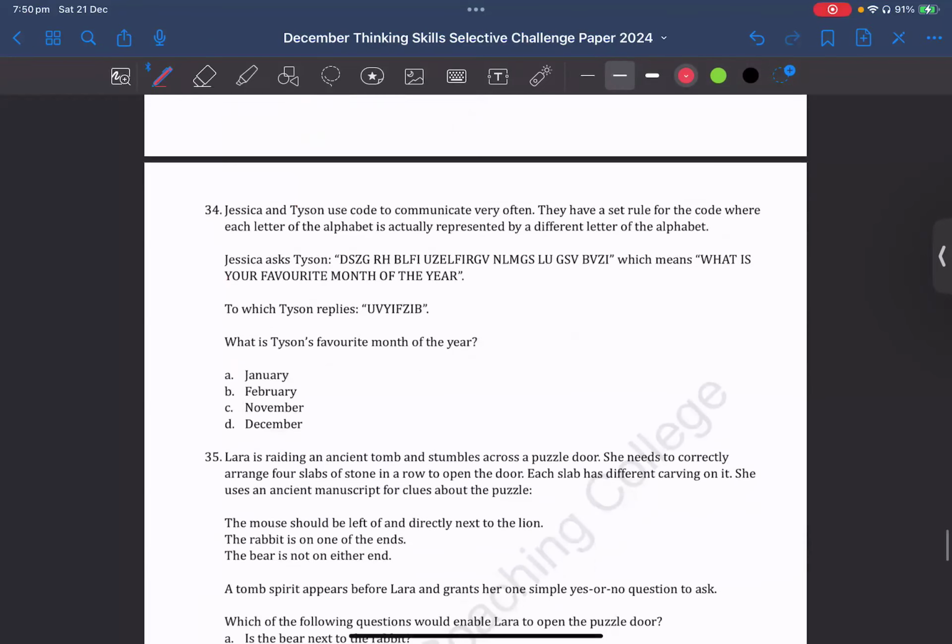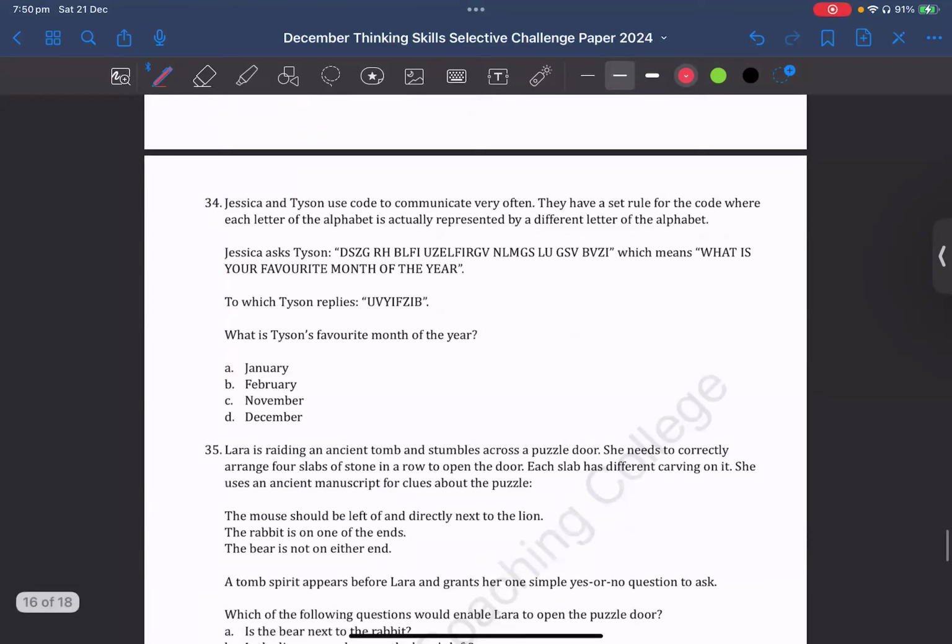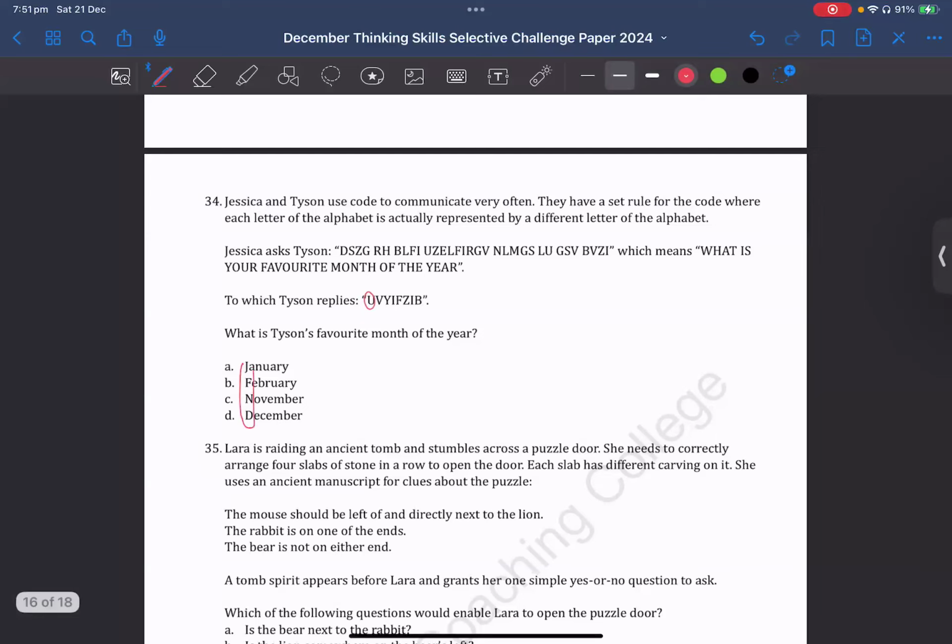Alrighty, moving on. Jessica and Tyson use a code to communicate very often. They've got a rule, and this is what it is. So, to which Tyson replies, what's his favorite month of the year? Now, the key thing I'm noticing is to look for patterns. You can either tell me what the pattern is, or I can give you a fast way. This fast way is to try to figure out what this U is, because we have different letters here, right? That means that as long as we find what that U stands for, we're fine. And I see this U here in the two-letter word, and the only two-letter month starts with an F for February. So that's a fast way.